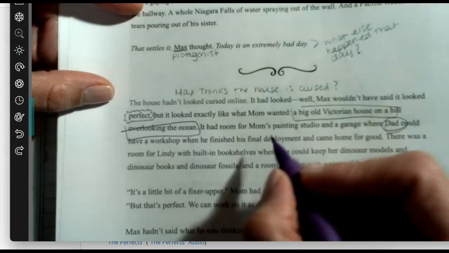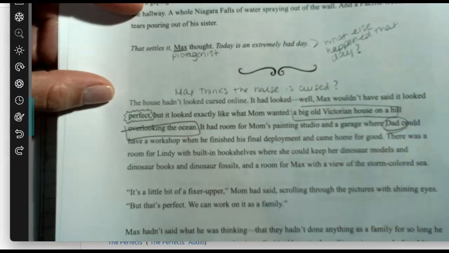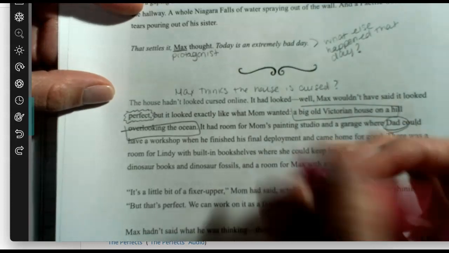All right, we definitely have to underline this because we know that this is one of our vocabulary words, right?